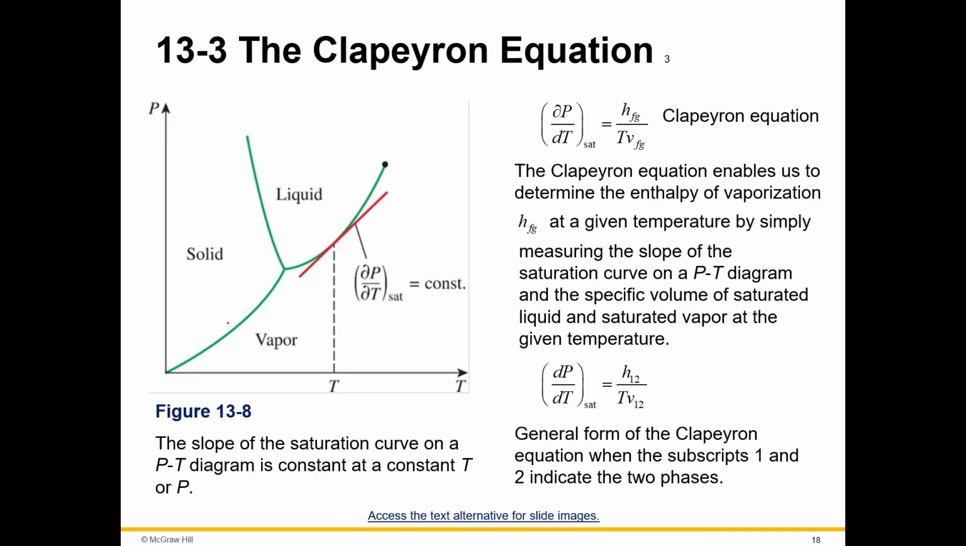And here it is on a PT diagram. You see that slope, that constant, is yielded there, and it's represented in a schematic for you. So this enables us to determine the enthalpy of vaporization at a given temperature by measuring the slope of the saturation curve on a PT diagram. What that means is that now we can take the diagrams and read them, right?